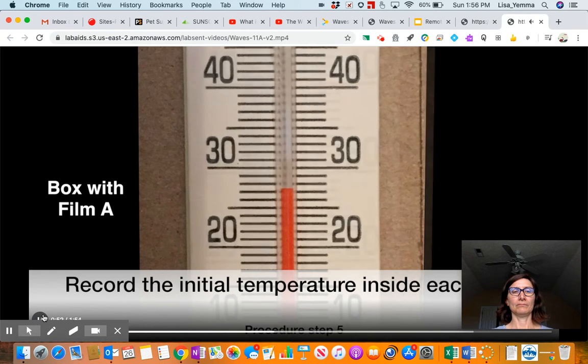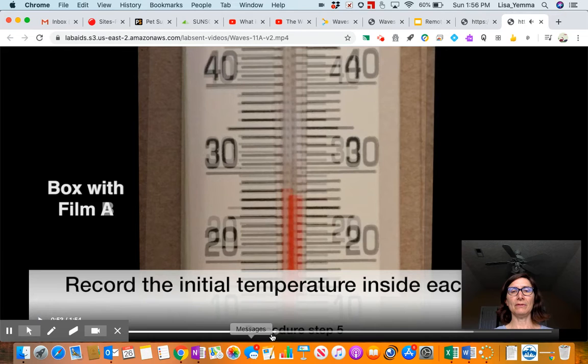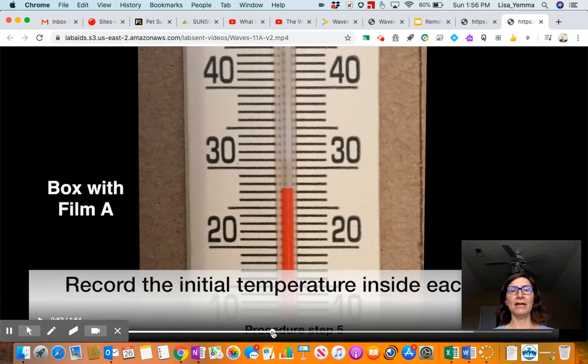Box with film A. Oops, let me go back just a tiny bit and pause it for a minute to make sure you see the scale. You know, when I'm looking at a thermometer that I haven't seen, I need to check and make sure what is the scale? What are we counting by? This is degrees Celsius. So I see here is 20. That big number 20 is sitting on this long line. And we know with Celsius especially, and with scales, we really like to count by tens. And so are there 10 lines between 20 and 30?